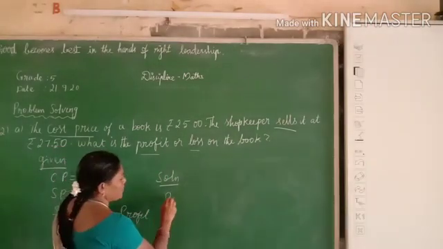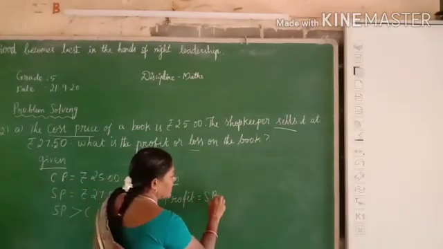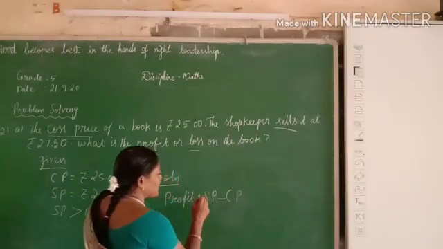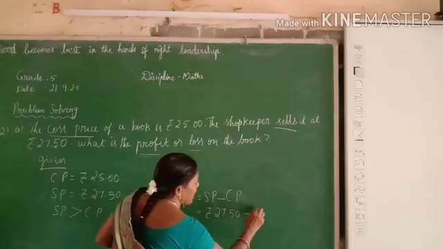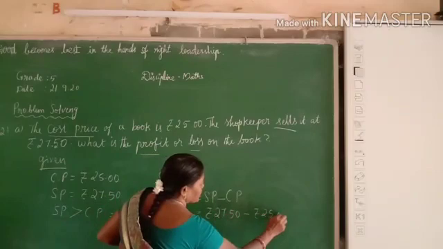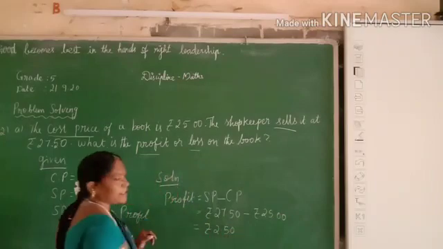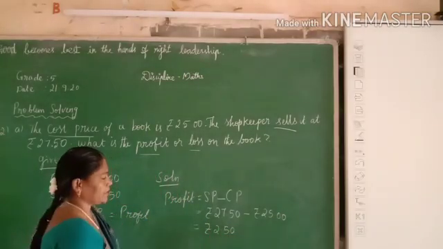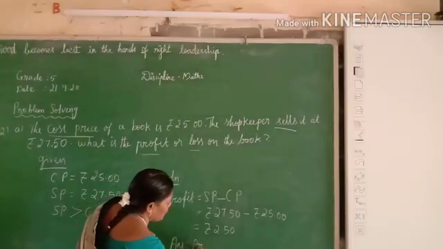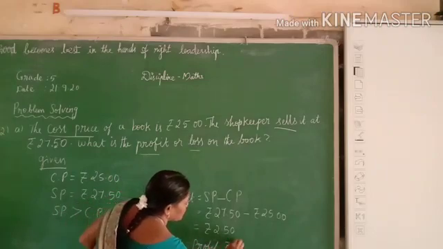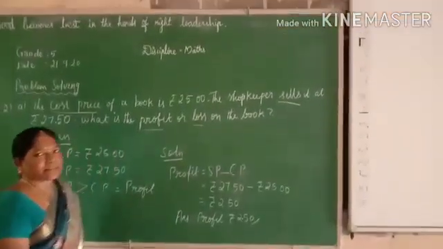Yes. Good. So profit is equal to what now? Selling price minus cost price. Selling price how much? Rupees 27.50 minus cost price rupees 25. The difference is rupees 2.50. So 2 rupees 50 paise is the profit. Profit rupees 2.50. So the answer is profit rupees 2.50. Are you clear?